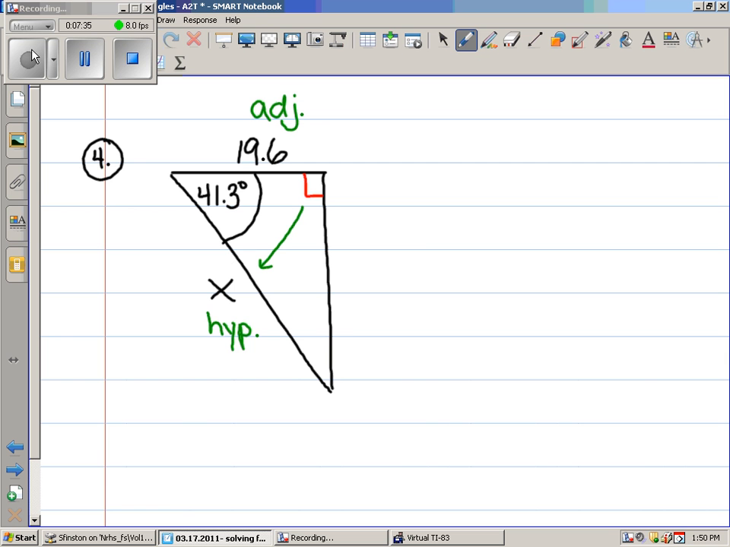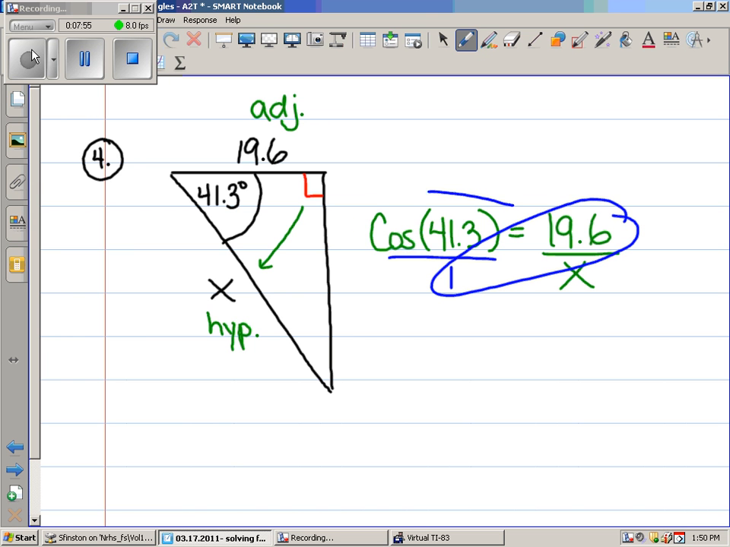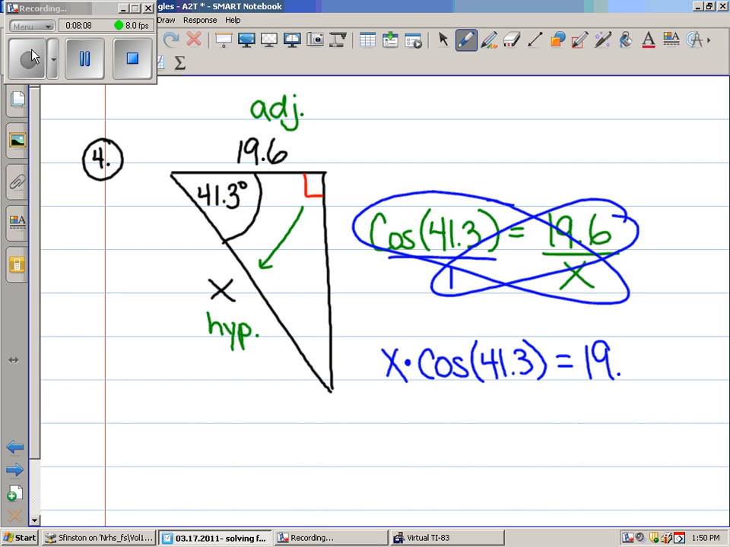Now, which one are we using? We're using cosine. So the cosine of 41.3 equals 19.6 over x. We've got to cross multiply still, but we're going to get something that's really annoying. People are always like, how do you do x times the cosine of 41.3? You do it just like this. Now we're going to divide.